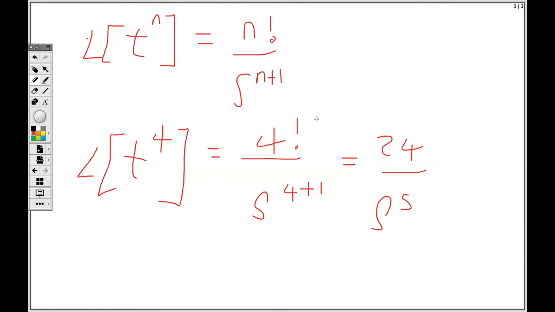Now, say for example, you didn't have your calculator to calculate what is 4 factorial. This is just to remind you that 4 factorial is the same thing as 4 times 3 times 2 times 1. Still arrive at 24. So it means if I had 5 factorial, then you'll have 5 times 4 times 3 times 2 times 1.